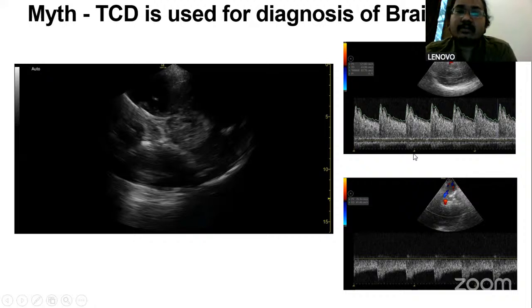So what we need to understand is TCD should be used in a clinical context. If we use it in an isolated way and try to tell that this patient has some issues, then we might go wrong. And this is one classical example where in the posterior circulation there is a pontine hemorrhage and velocities are normal.